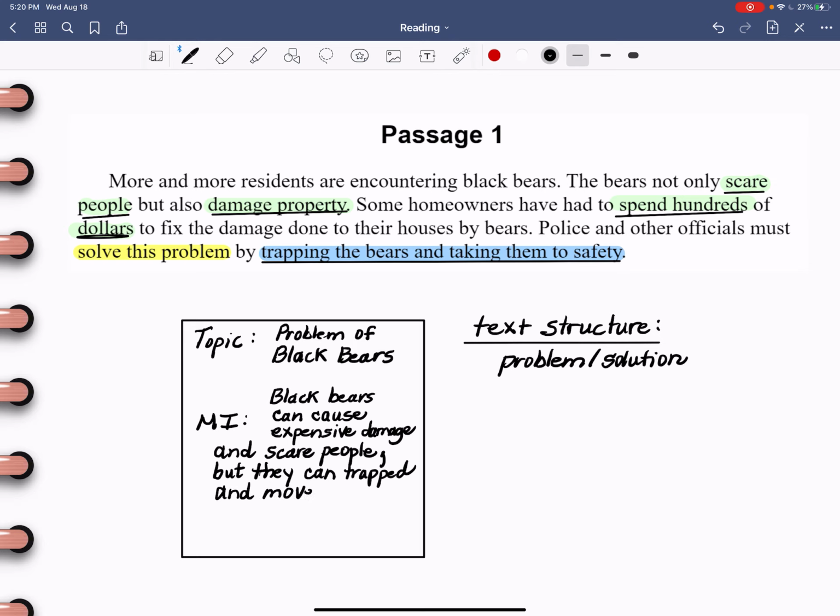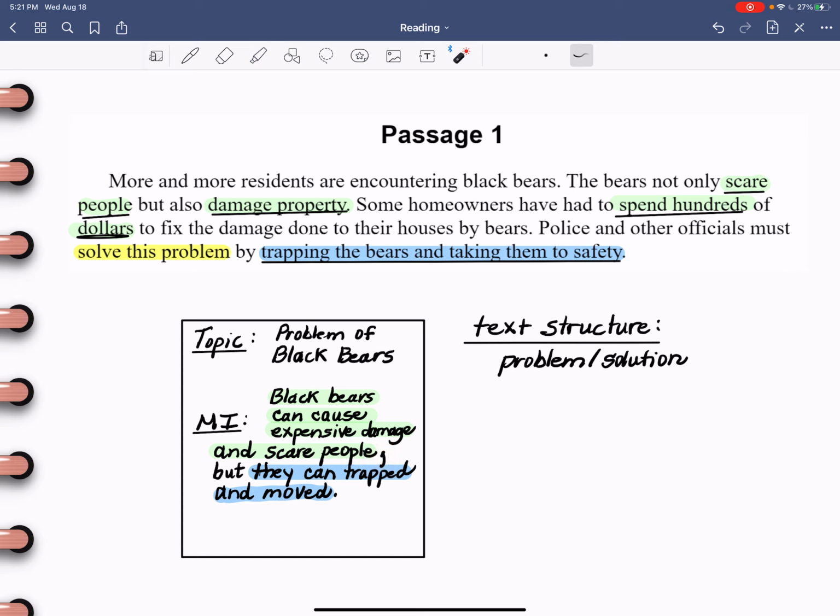Do you see how this main idea not only takes consideration of the topic, but also of the structure of this passage? The problem is in the first part of my sentence. Black bears can cause expensive damage and scare people. A solution to that problem, they can be trapped and moved. And that conjunction is connecting those two ideas into that one sentence. Notice I've got a comma in there before the conjunction.